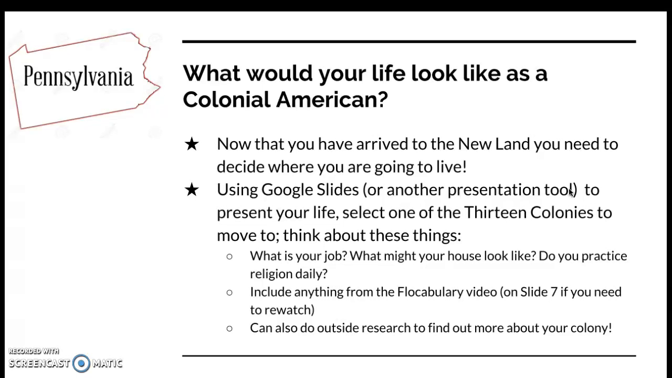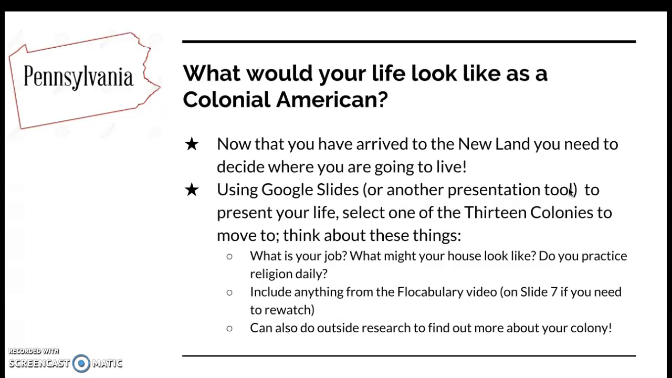And they can do outside research to find out more about their colony. That's almost an essential part of the activity. Students absolutely do not have to do outside research. However, it's extremely suggested so that they can get good ideas of what life would have been like in that region, because the video does give a good overview, but it could go much deeper than that.